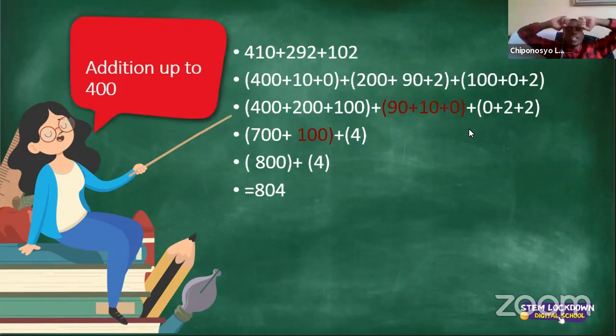So first things first, we split out the numbers. After we split out the numbers, we go to the next step. We add the hundreds together, we add the tens together, we add the units together. Final step, we add everything together.